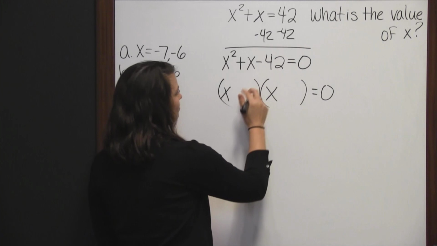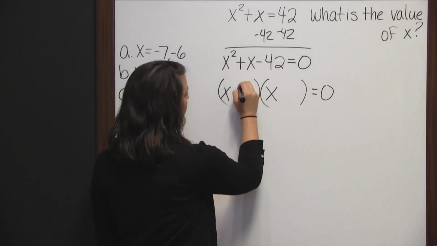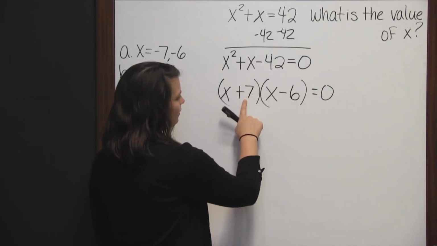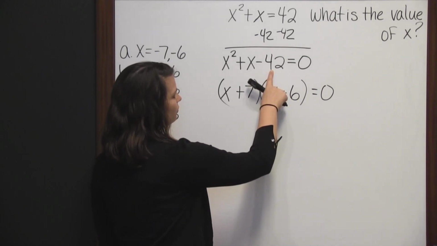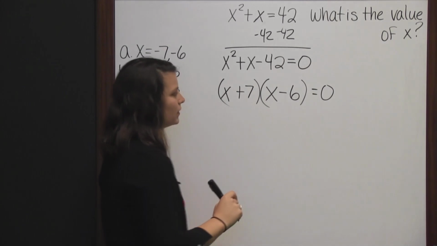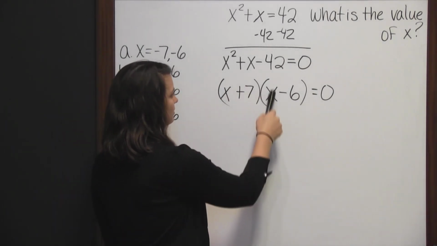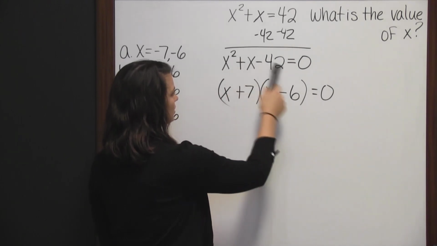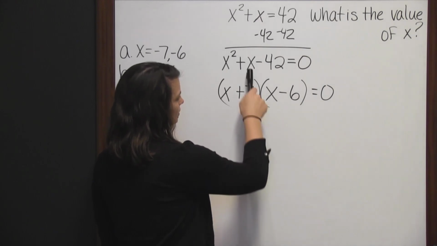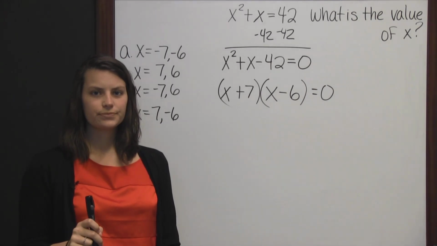And the two numbers that would multiply to give me a negative 42 and add to give me a positive 1 are 7 and negative 6. 7 times negative 6 is negative 42, and 7 plus negative 6 is a positive 1. You can always check your factoring by foiling. X times x is x squared. X times negative 6 is negative 6x. Plus 7x is x, and 7 times negative 6 is negative 42.